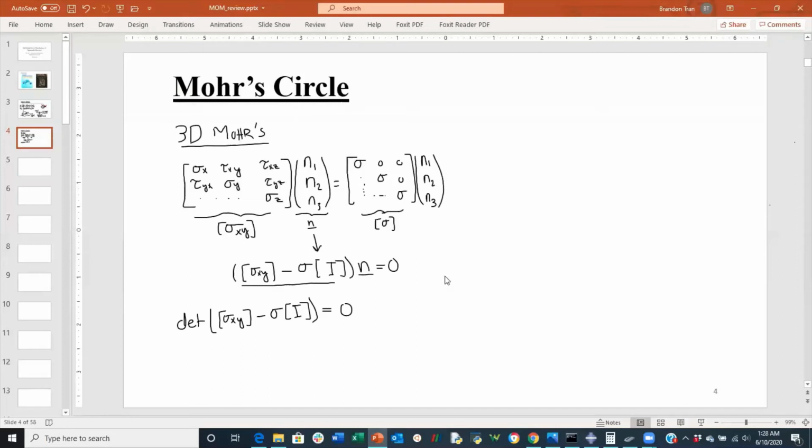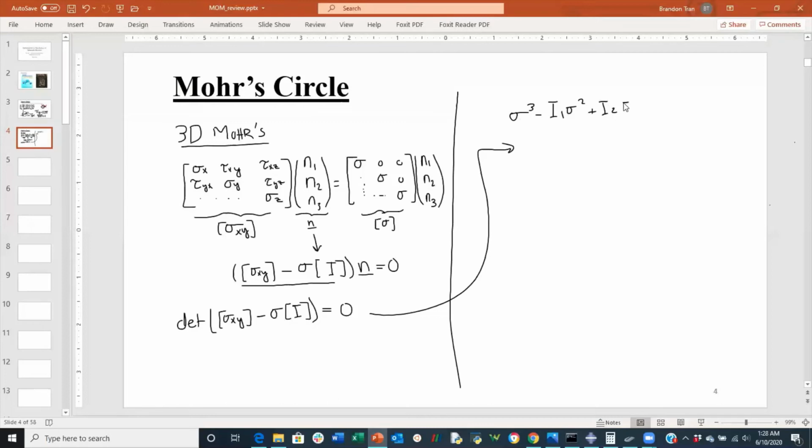So if you go about this analysis and determine how to find the principal stress, and let me just go ahead and write it right here, you get the following polynomial equation, where sigma is your arbitrary principal stress: sigma cubed minus the first invariant times sigma squared plus the second invariant times sigma minus the last invariant. And these invariants are just achieved by going through and doing the calculations for the determinant.